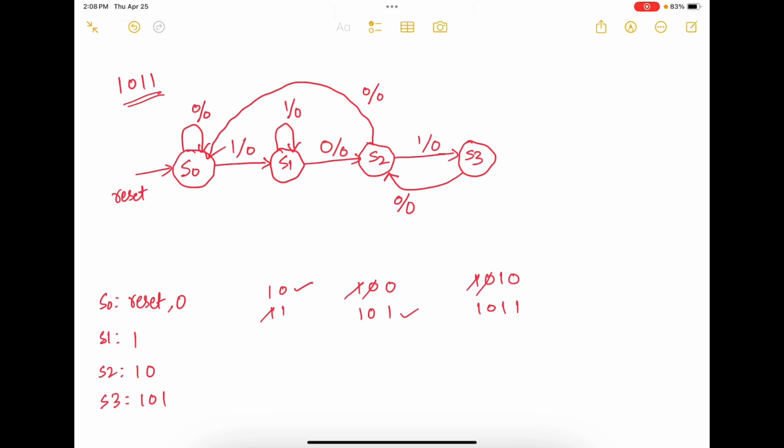Now what happens if you get a 1? Remember, overlapping sequences are allowed, so you cannot really go back to the reset state now. So is there a state with 1011? No. Is there a state with 011? No. Is there a state with 11? No. Is there a state with 1? Yes, which is state S1. So from state S3, if you get a 1, you move to state S1 and your output is also asserted. So this is the Mealy machine or the Mealy FSM to detect the sequence 1011 with overlapping sequences allowed.